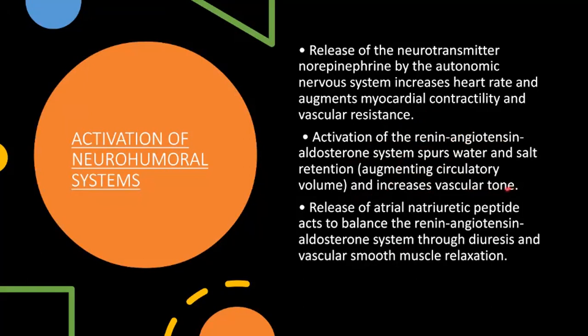Now, since there is pooling of blood, especially in the right atrium, when we have a right-sided heart failure, there will be release of natriuretic peptide, which will balance the renin-angiotensin-aldosterone system. And you know, A and B usually induce diuresis and also cause vascular smooth muscle relaxation.